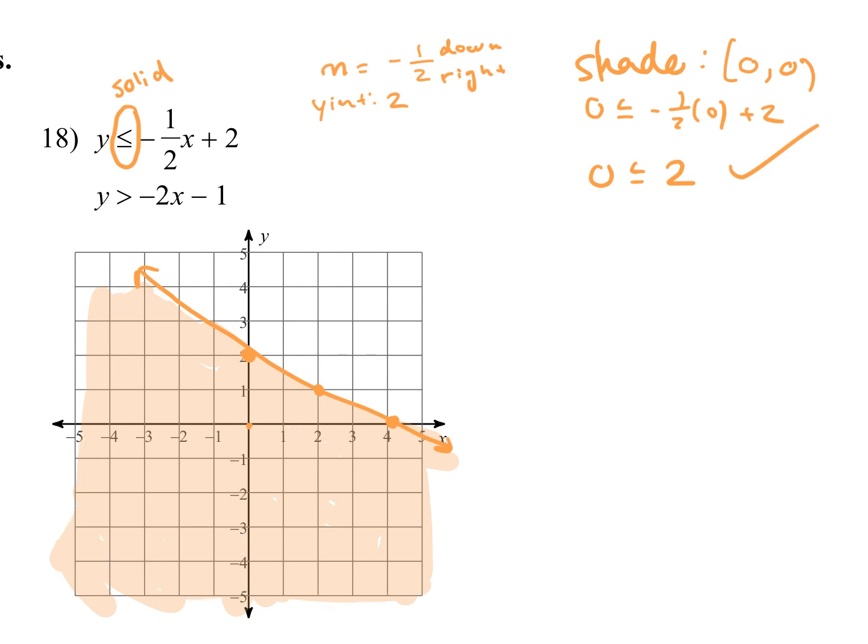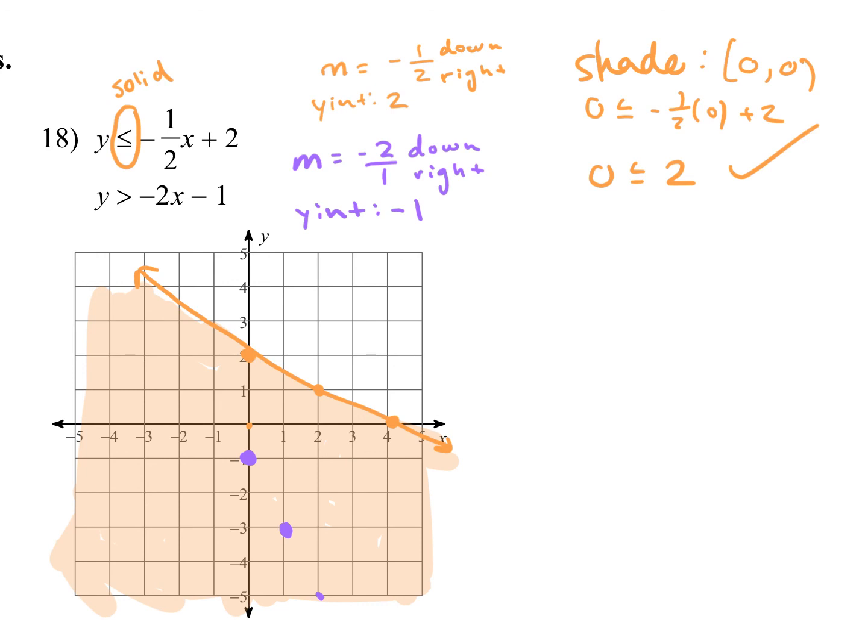Let's look at the second one. So what's my slope in the second equation? Negative 2 over 1. And what's my y-intercept? Negative 1. So what point should I put first on my graph? Negative 1. And then how do I do the slope of negative 2/1? Down 2, to the right 1. So I'm going to go down 2, right 1, down 2, right 1.